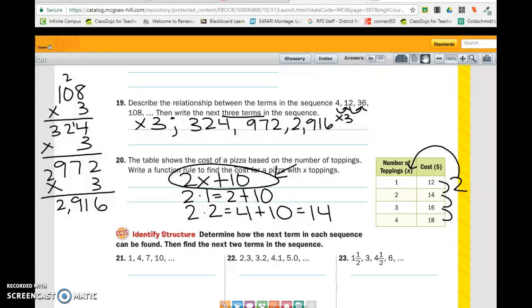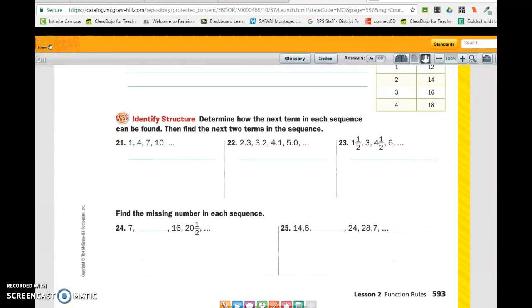Let's scroll down and we'll look at the bottom ones here. Determine how the next term in each sequence can be found. Then find the next 2 terms. So to get from 1 to 4, we're going to add 3. 4 to 7 we'll add 3. 7 to 10 we'll add 3. So we're going to write add 3, and then we're finding the next 2 terms. So 10 plus 3 is 13, and 13 plus 3 is 16.